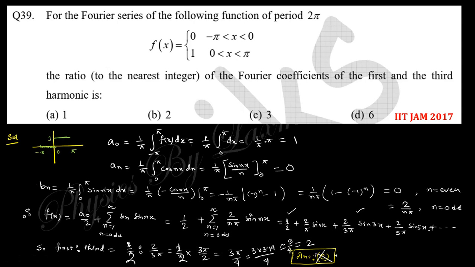Answer will be B. This is B. The nearest integer will be B. Clear? I think clear. So B is the correct answer of this question. Right. Next question.